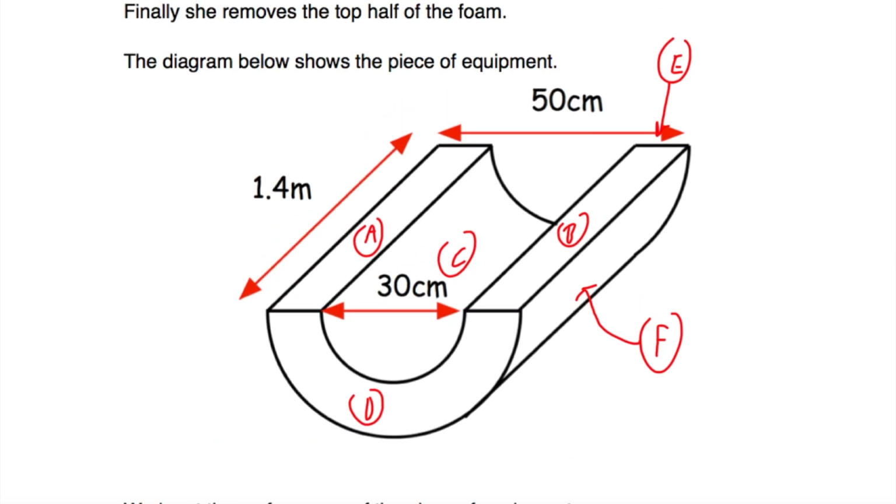We've been asked to work out the total surface area of the piece of equipment, so we need to find the area of A, B, C, D, E, and F, and then add them all up. Okay, so let's start off with A. A is a rectangle. In terms of the rectangle A, it's got a length of 1.4 meters. Now let's go down.